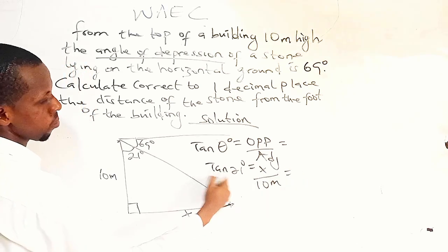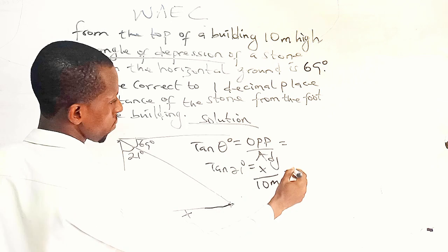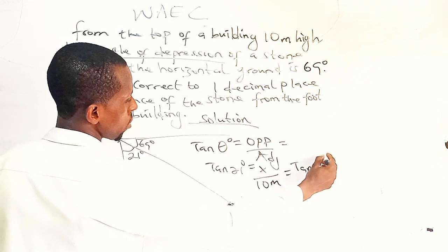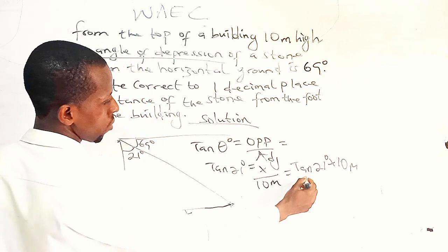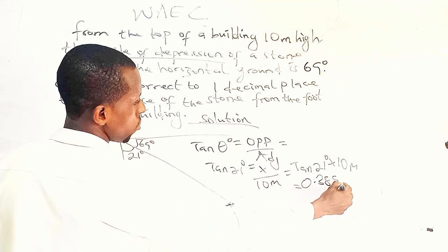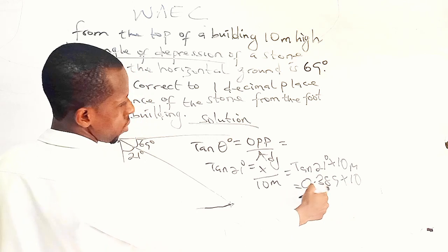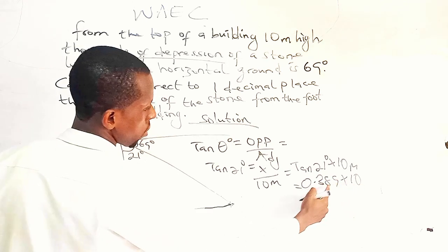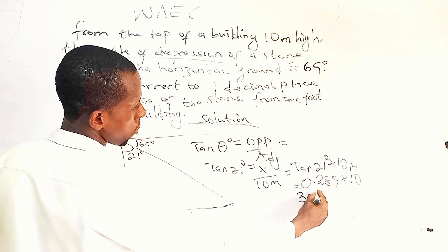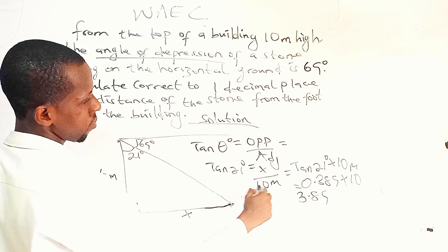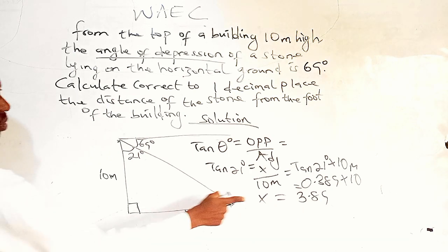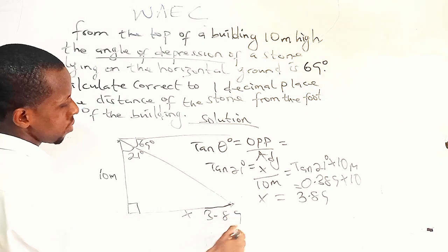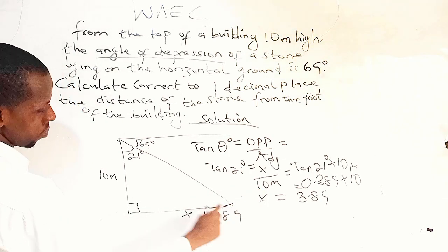So we can cross multiply: tan 21 degrees times 10 meters. Tan 21 degrees is 0.389 when you use your table or calculator. So when you multiply this by 10, the decimal point moves and you have 3.89. That is our x, the value of x. So the distance from the foot of the building to the stone is 3.89 meters.